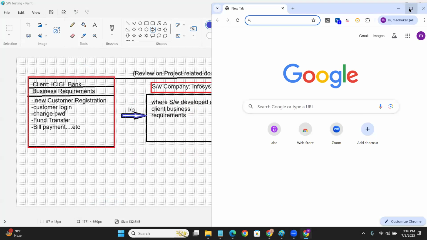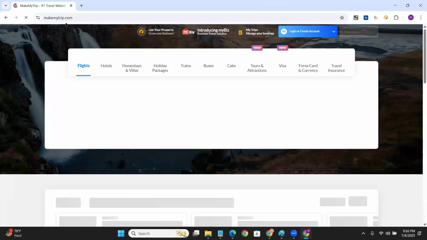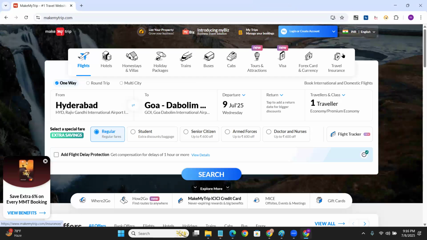Don't worry about the code. Source code is not given to test engineers. Suppose I want to test the makemytrip.com application. Only the application is given, with web pages or screens where we have to go for testing.